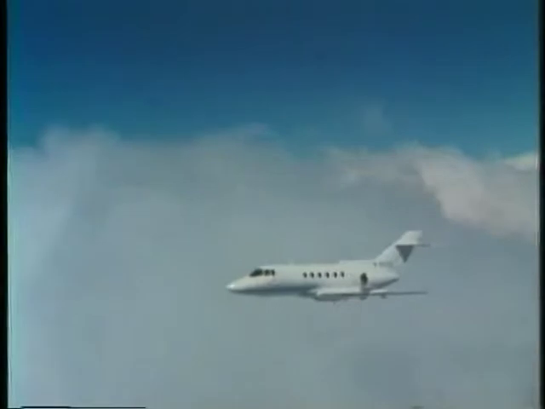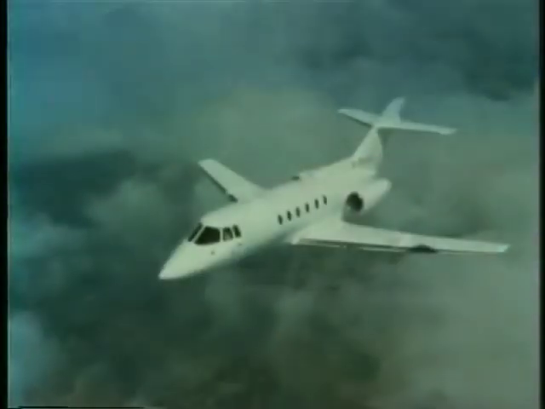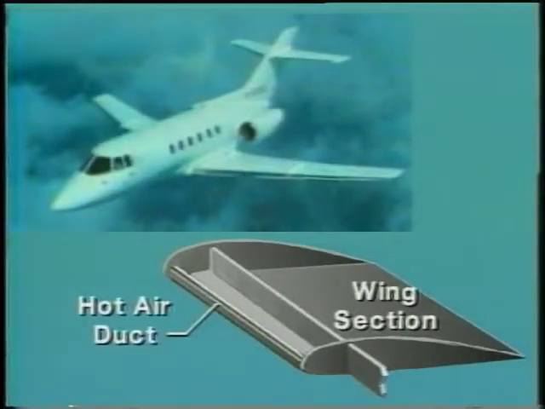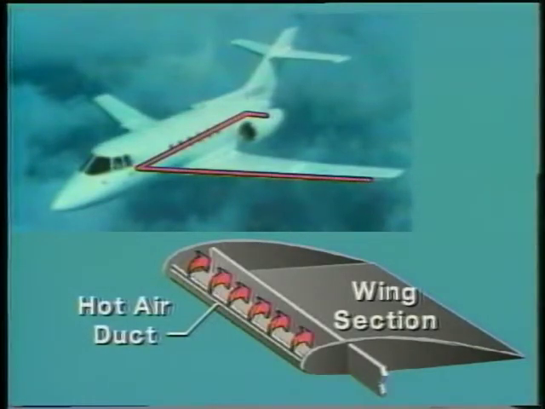The second type of airframe ice control is the anti-icing system found on turboprop and jet aircraft. This system uses heated engine air routed to the leading edges of the airfoils to keep them above freezing.